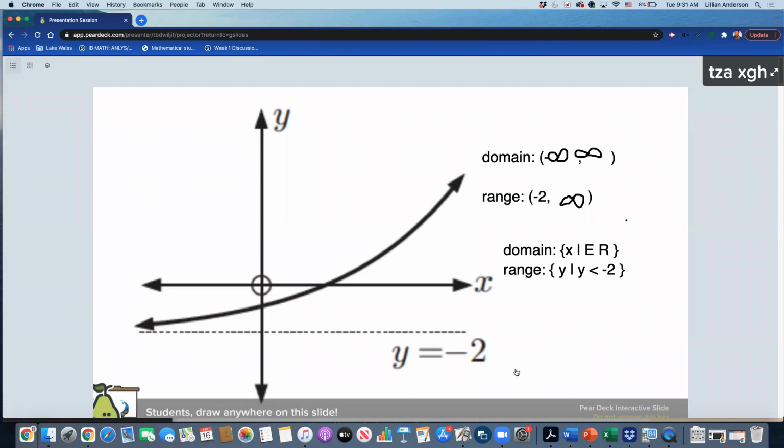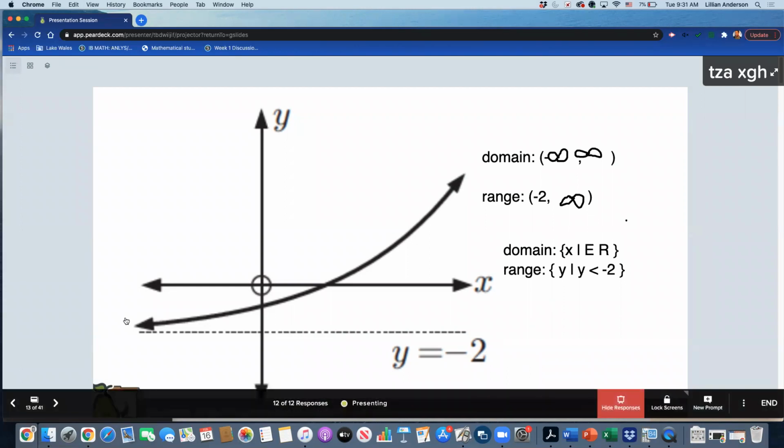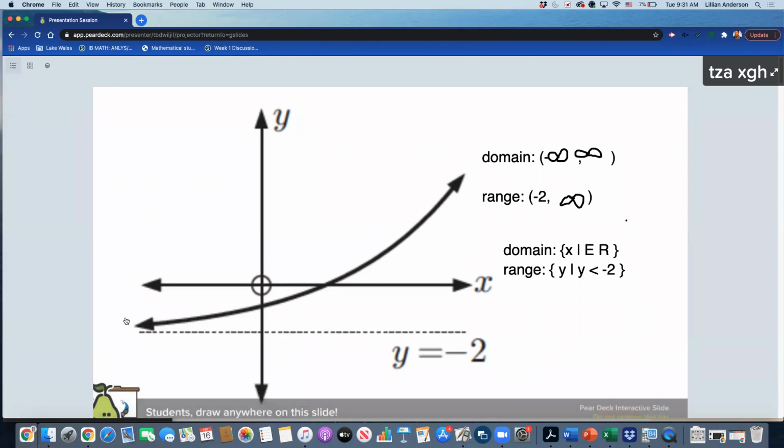The domain: the furthest left it goes is negative infinity. The furthest right it goes is positive infinity. Very good. The range is from -2 to infinity. There's a parenthesis around the -2 because it's not included. There's an asymptote there. And then we have the range.